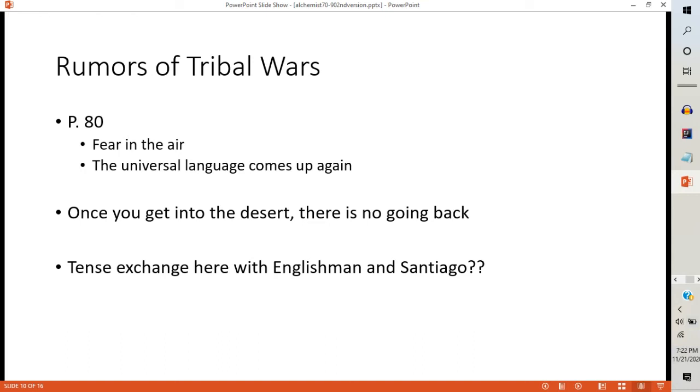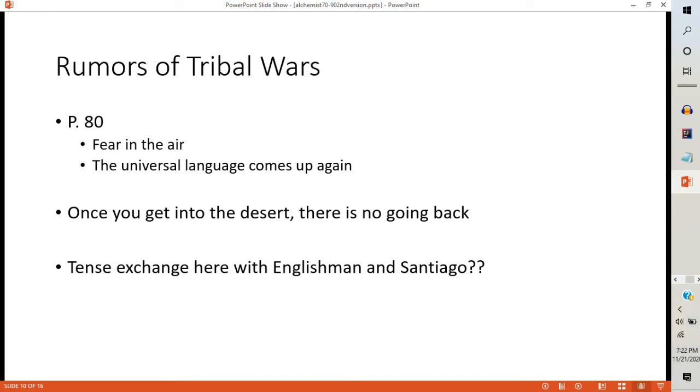There is this tense exchange on page 80 between the Englishman and Santiago. I'm going to read it for you guys. Quote, "You should pay more attention to the caravan," the boy said to the Englishman. "We make a lot of detours, but we're always heading for the same destination. And you ought to read more about the world. Books are like caravans in that respect."